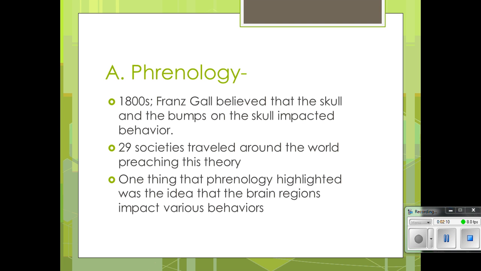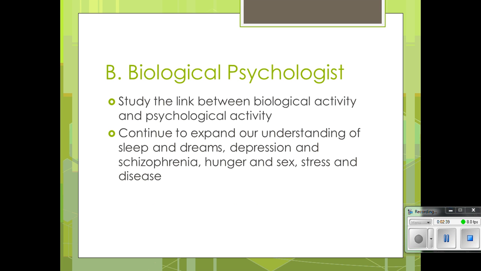What we found out today is the size of your brain and the bumps on your brain don't really necessarily lead to anything. But phrenology highlighted the idea that maybe a certain area of the brain is responsible for certain types of behavior. So the back of the head, let's say today, the back of the head is responsible for vision. And now we know that that region, that small region in the back of the head, is specifically for just vision.